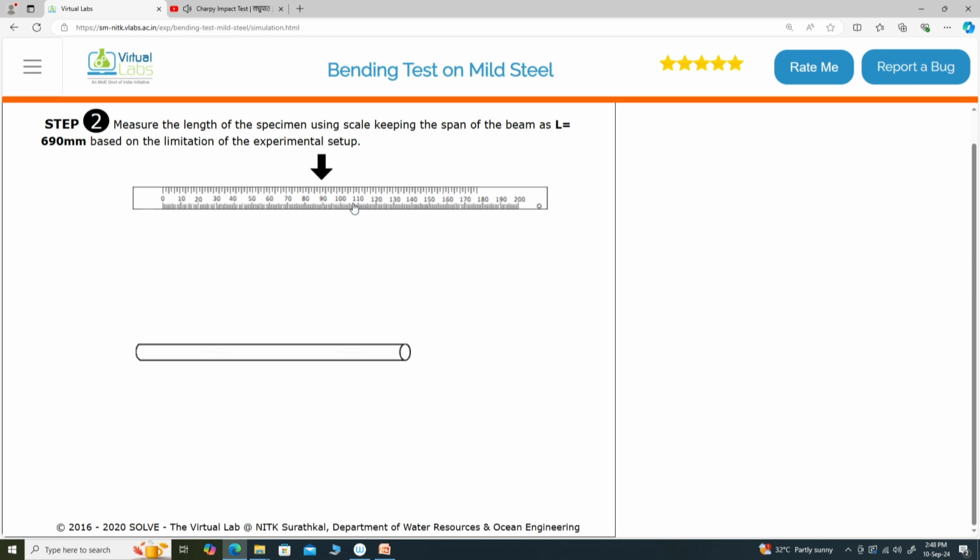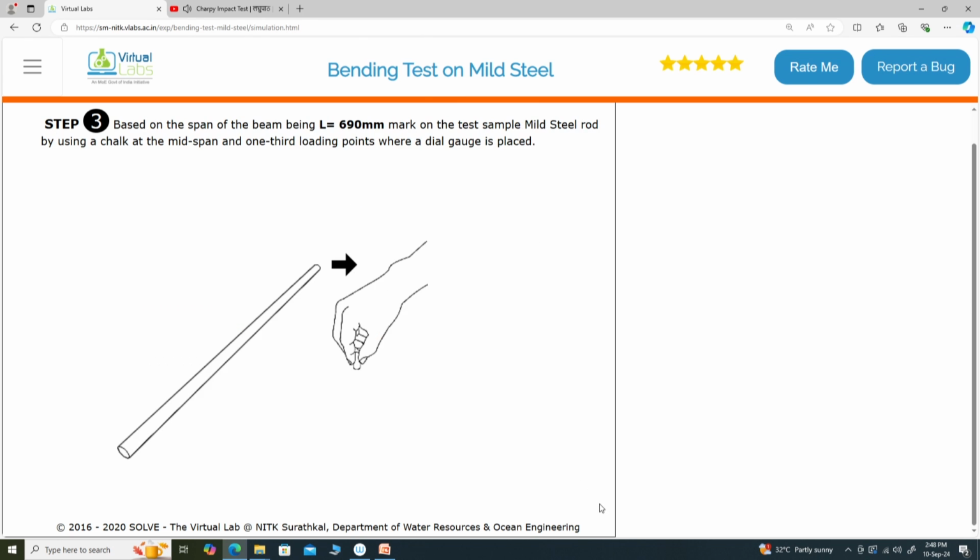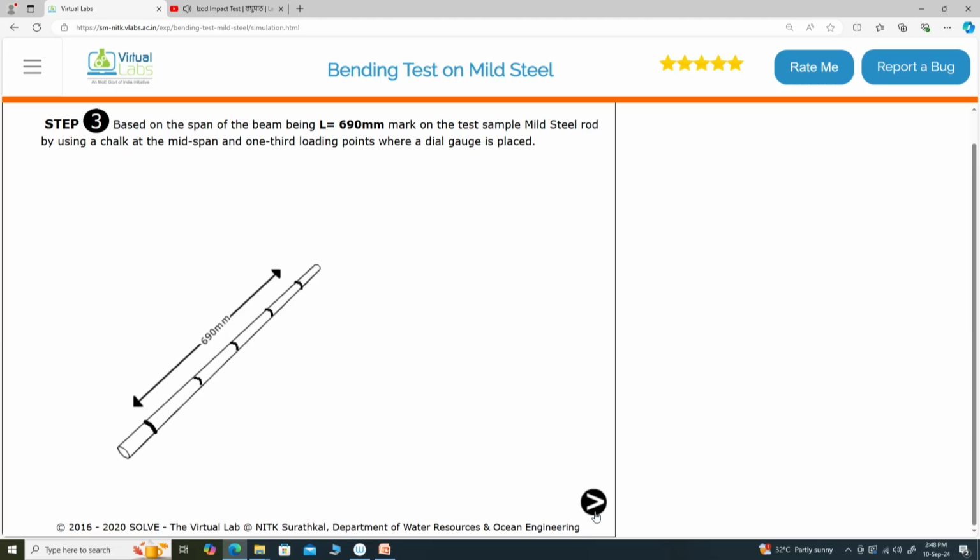Now I need to measure the length of the specimen. Length of the specimen is measured using a scale. Then I mark the pointers where the dial gauges are to be mounted or to be contacted with, so that the mid span and 1/3 span is given. The length is 690 millimeters because the machine that we have here has a limitation to hold a specimen of 690 millimeters maximum. So this length is marked here.